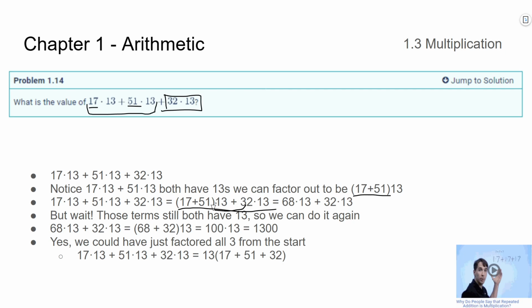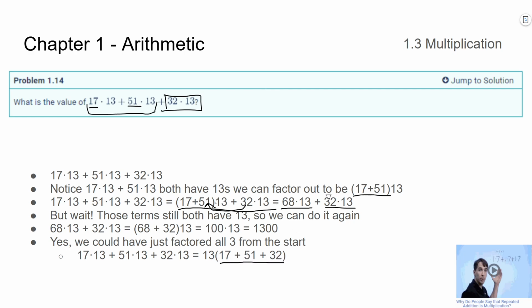We can just add that 32 into that one right there. Or we want to add that first, just to make it really look like it's 2 terms. 17 plus 51 would be 68. And now we're left with 68 times 13 and 32 times 13. And that's very obvious that we can do that again. So we didn't need to do that extra step. We could have just pulled 13 out from the very start to be 13 times 17 plus 51 plus 32.